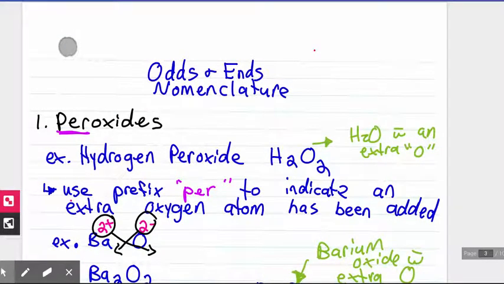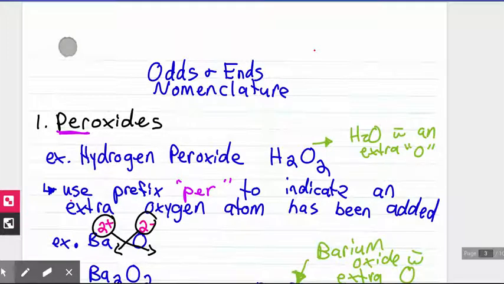A very common peroxide is hydrogen peroxide. This is a common household substance. It's often used in first aid for cleaning cuts, etc. And hydrogen peroxide, with the formula H2O2, is basically a water molecule with an extra oxygen. So extra oxygen is basically the definition of a peroxide.